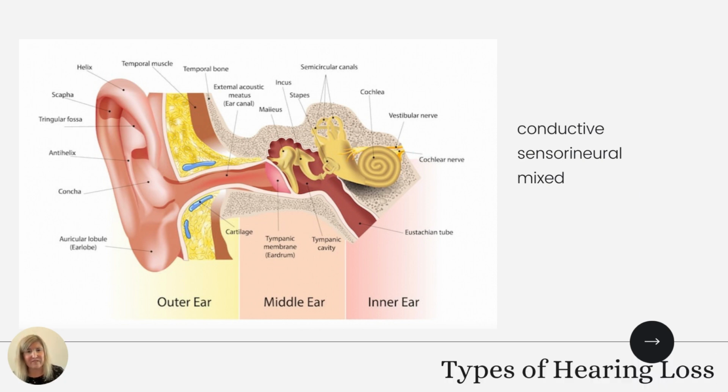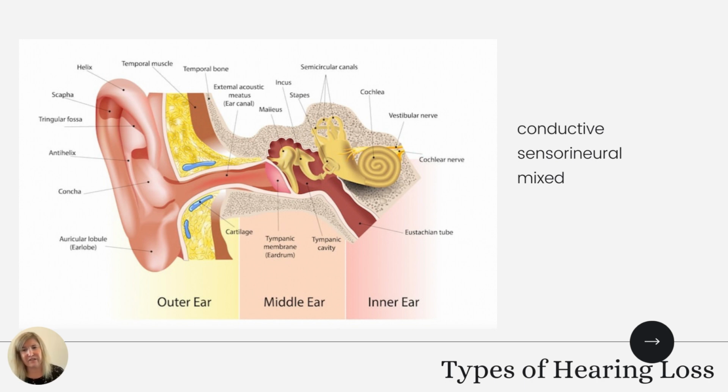There are 3 types of hearing loss. A conductive hearing loss occurs when there is a problem with the way sound is conducted into the inner ear, through the outer and the middle ear. Some causes of conductive hearing loss can include wax or fluid in the ear, and as a result, the conductive hearing loss can sometimes be temporary and sometimes permanent.